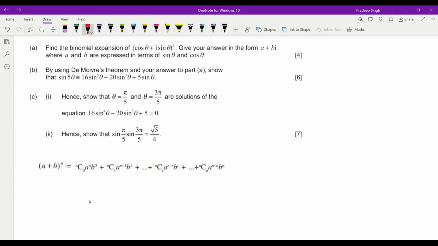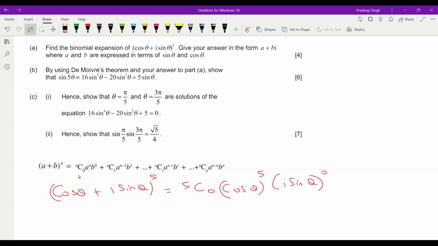In part A, we are supposed to expand (cos θ + i sin θ) to the power of 5, which means let's say a is cos θ and b is i sin θ, and the value of n is equal to 5. So the first term will be 5C0 (cos θ)^5 multiplied by (i sin θ)^0. Similarly, the second term will be 5C1 (cos θ)^4 multiplied by (i sin θ)^1.